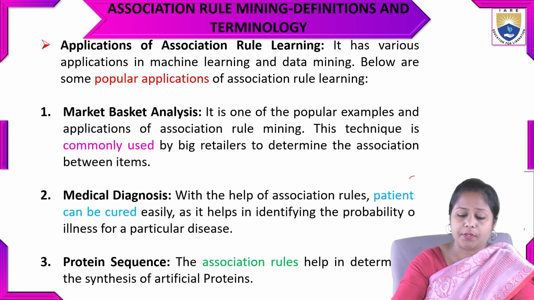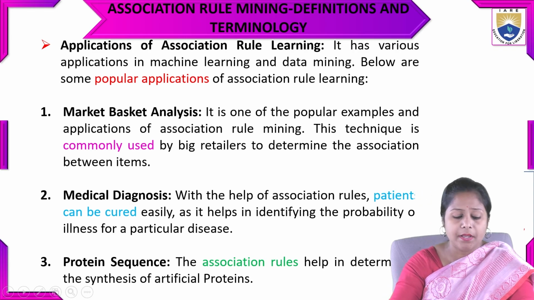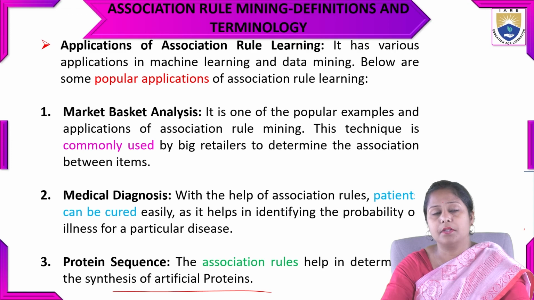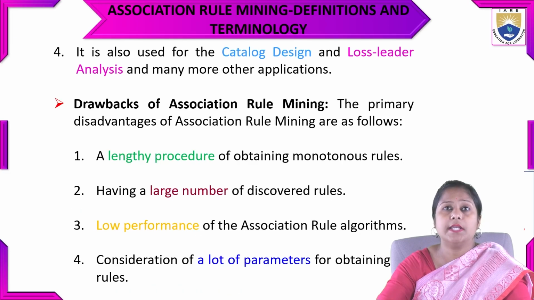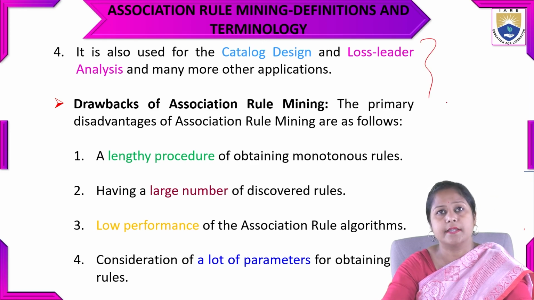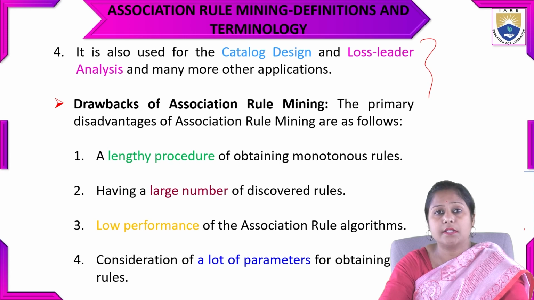Third is protein sequence. The association rules help in determining the synthesis of artificial proteins. What synthesis can be there for artificial proteins is also studied in the form of association rules. Fourth, it is also used for catalog designing and loss leader analysis and many other applications. So these were a few applications in which association rule mining is used.